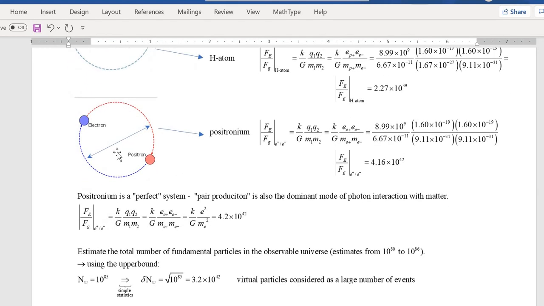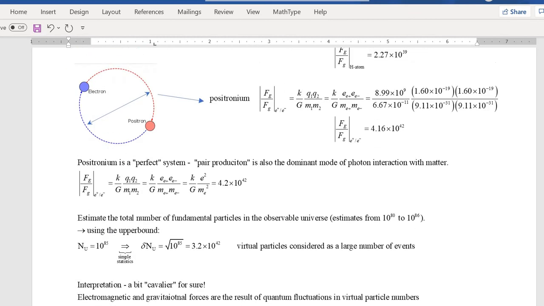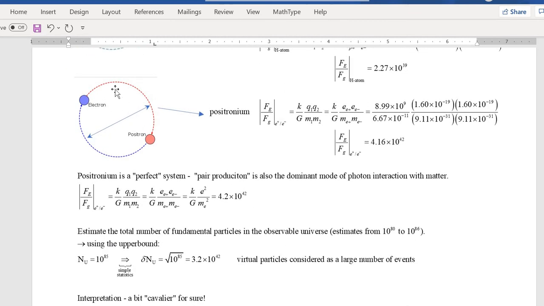This is sort of a virtual system. It turns out that there are electrons and positrons. A positron is really just the same as an electron, except one thing: it's got a positive charge, and this is known as antimatter. We know this exists. It's a fact of life. There are positrons. So there's a system that can exist for a very short amount of time called positronium.